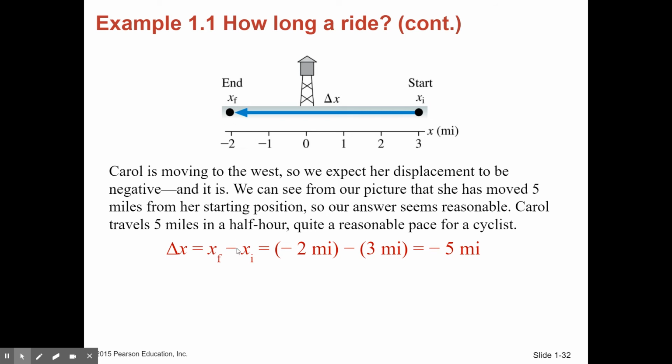We can actually calculate that mathematically. Her final position, measured from our origin, is -2, minus, because it's delta x, the change in displacement, her initial, which is 3. If we subtract those, we end up getting -5 miles. And again, that's just telling you that relative to her starting spot, she's 5 miles to the left of that.